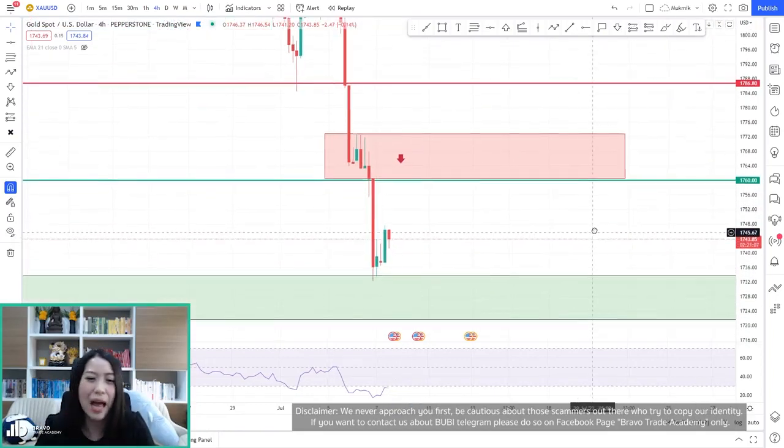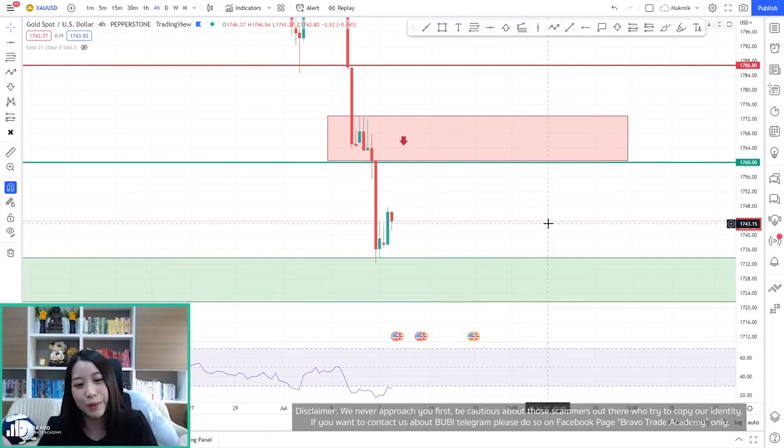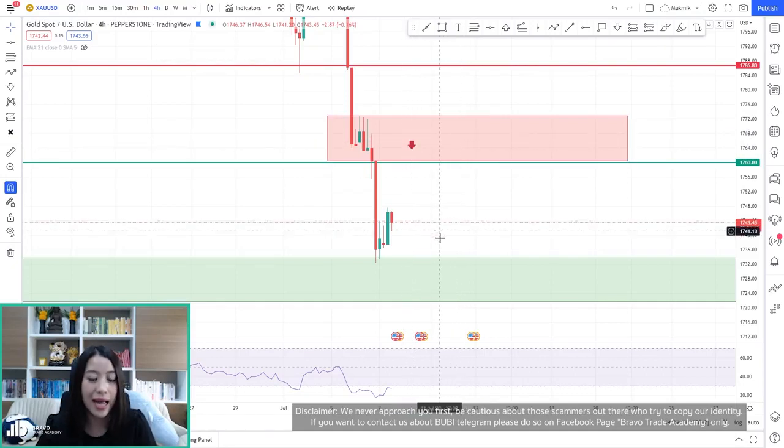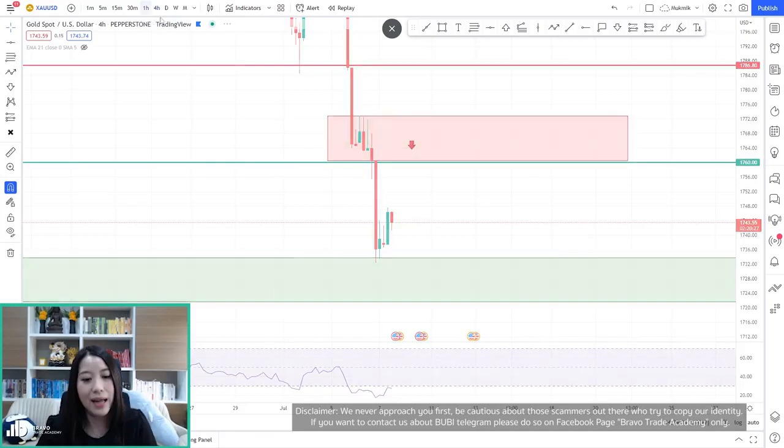What about the buying plan? I really don't want to talk about the buying plan, because when I talked about it, I got so many bad comments. But I do need to talk you through where we could consider a buy, though it doesn't mean that you need to enter. It will be very beneficial if you are selling gold and you know that we need to be careful about this support or this demand zone. That's where you need to take your profits. So let's go to the 1-hour time frame.